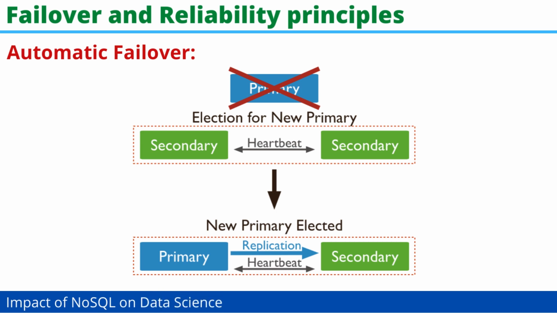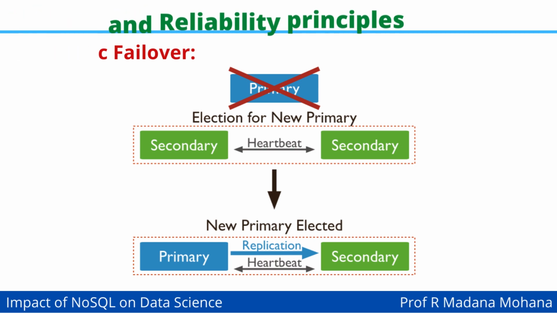In automatic failover, you can see at the top, if the primary goes down, then there is an election for a new primary, then a secondary becomes the primary. So at that time the third one is required, which will be the secondary. Here you can see the new primary elected, the secondary becomes primary. Then the second backup will be the secondary of the primary. Here the communication is primary to secondary replication, and secondary to primary, both ways. So this is automatic failover.